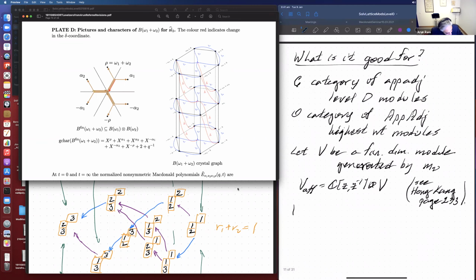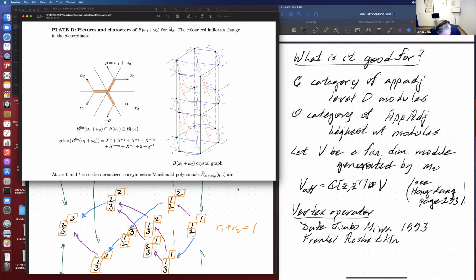Okay, so then you look at what is a vertex operator according to Frenkel-Reshetikhin. Now I'm going to follow, well, there are two wonderful references. One is Date, Jimbo, Miwa, 1993, and the other is Frenkel and Reshetikhin in 1991.